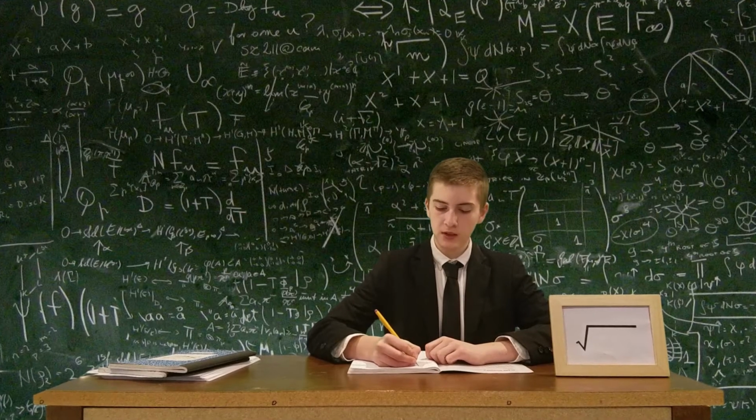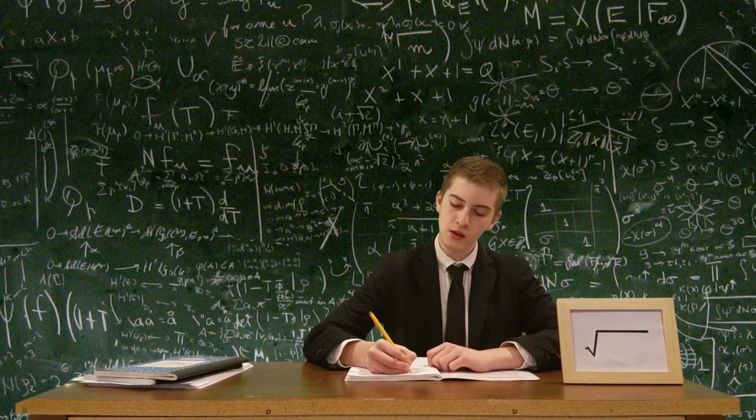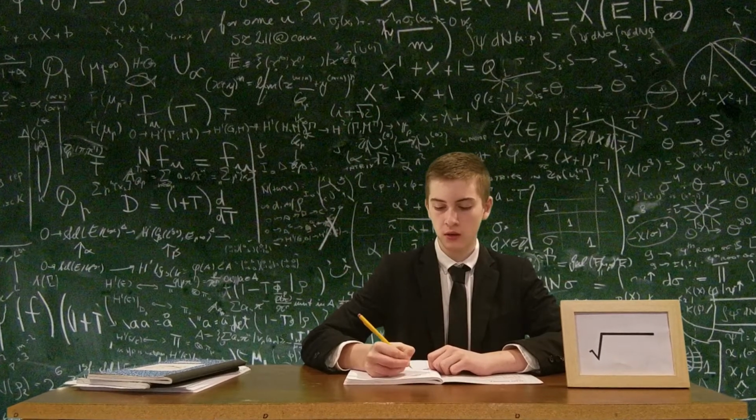x equals opposite b plus or minus the square root of b squared minus 4ac all over 2a.